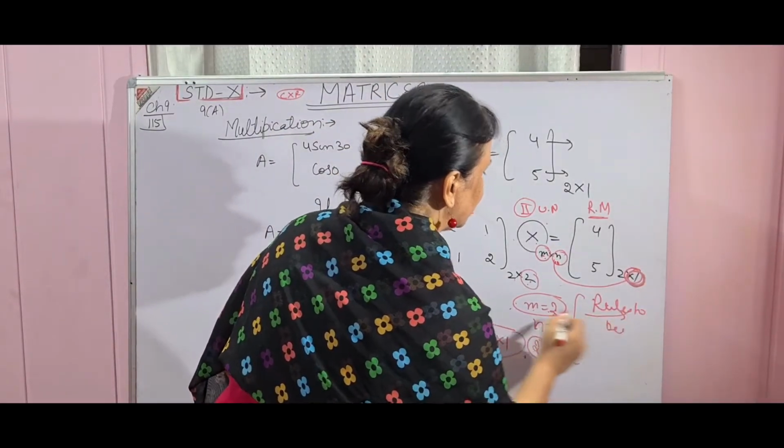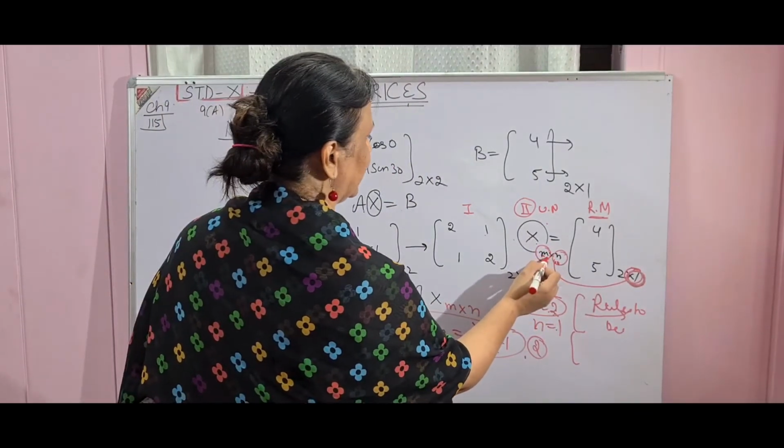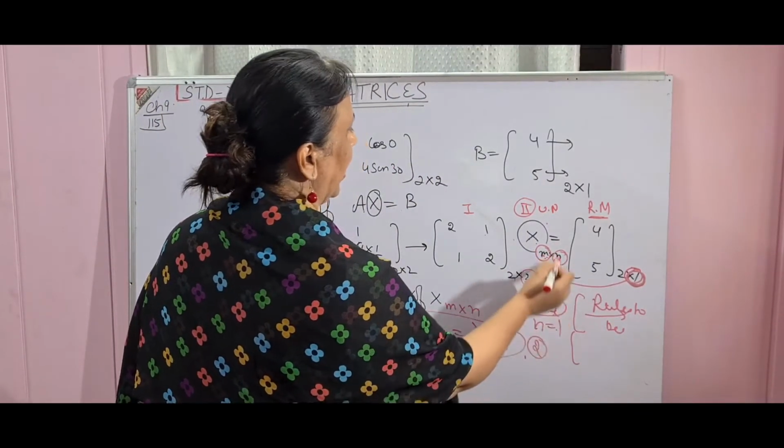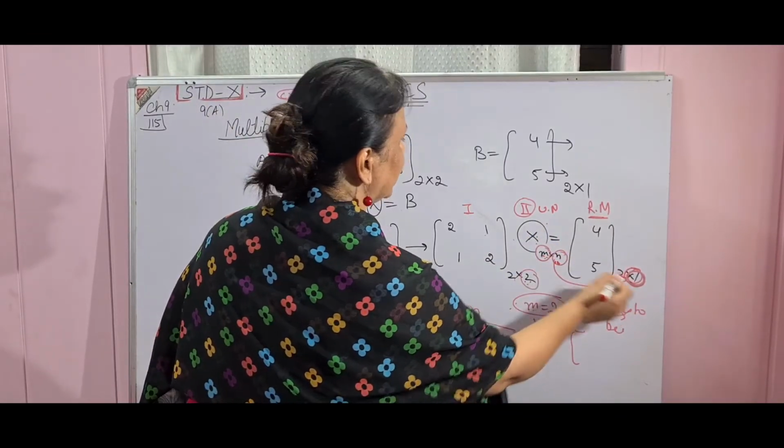What are the rules? First is the same. Columns of the first matrix equal to rows of the second matrix, so m is equal to 2. And columns of the unknown matrix is equal to columns of the resulting matrix, so n is equal to 1.